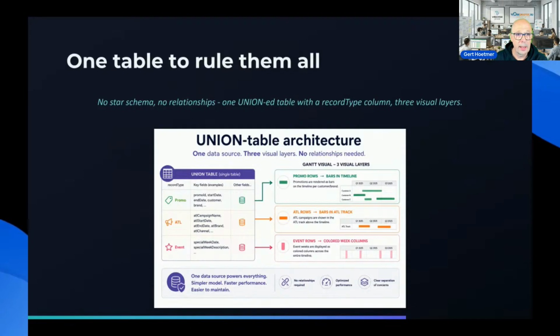So that's more, let's say, the background on that union table. The promotions are really placed in bars in separate promo rows, and above the line campaigns, if you activate that, will be placed on top of that, above your promotions. And then on your Gantt, we have colored columns. You can decide even the color of them, which are highlighting then those event weeks.